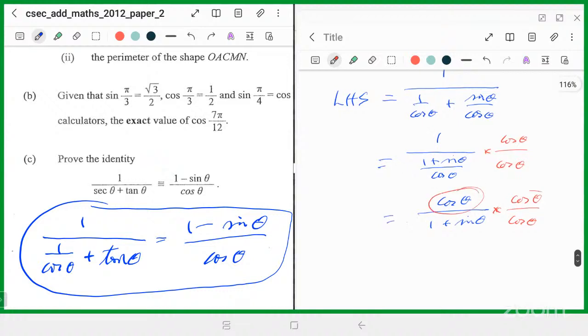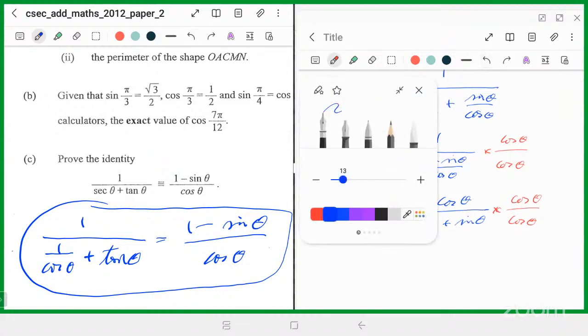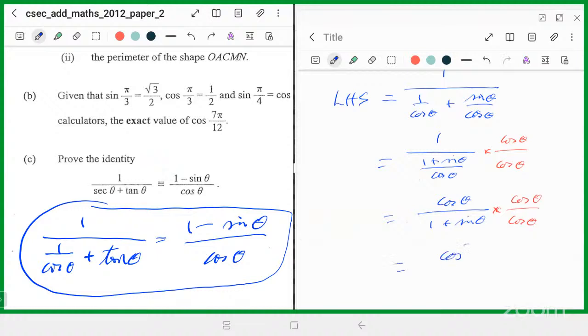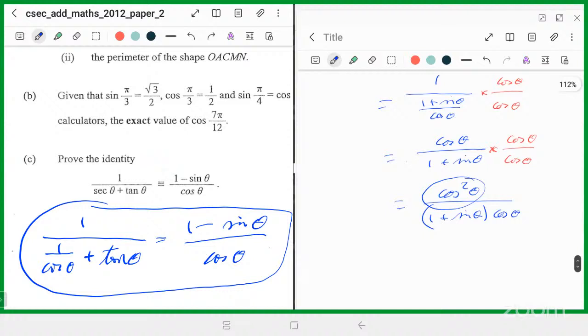So this cos theta times this cos theta becomes cos squared theta. I'm now getting cos squared theta over 1 plus sin theta times cos theta. I'm keeping them separate. Then this cos squared is the same as 1 minus sin squared theta. Remember, this can be written as a factor of 1 minus sine and 1 plus sine. The more things you know, the better. So cos squared is 1 minus sin squared theta over 1 plus sine theta times cos theta.